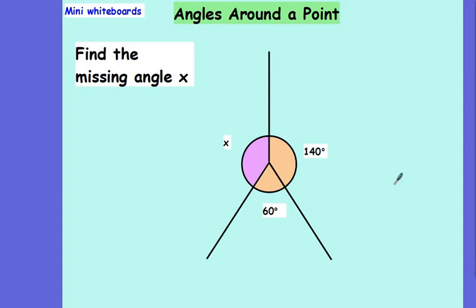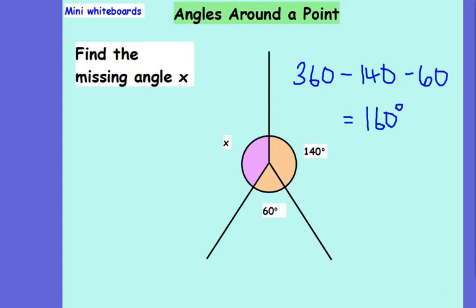How about now? What's the missing angle? Let's work it out. We want 360, take away 140, take away 60, which gives me what? Macy Jane? 160 degrees, lovely.